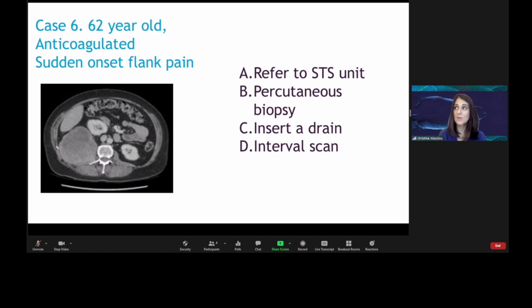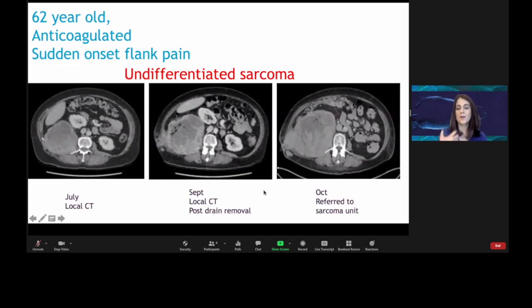I think these cases of anticoagulated patients presenting with sudden masses or sudden pain are extremely difficult. So we've got an A and a B, quite a few people voting for D, to do an interval scan. So I think these are really good. So nobody wants to put a drain in, which is actually fantastic. Unfortunately, this patient did have a drain put in, and you can see that after the drain's been removed here, this tumour is now infiltrating the abdominal wall, and by the time the patient comes to us, there's substantial infiltration of the abdominal wall, and the patient, again, their chances of having a good resection is diminished.